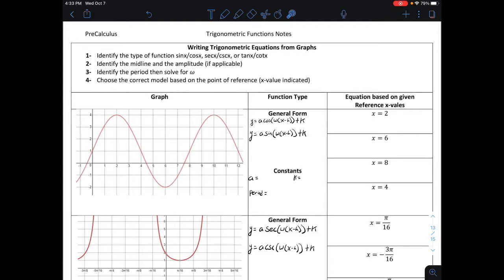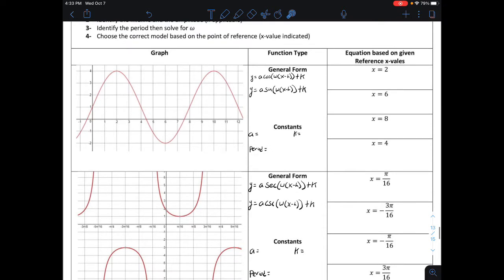And based on the characteristics of our six trig functions, they will either look like a sine or a cosine wave, a secant or cosecant wave, or a tangent or cotangent wave. So we have to narrow down between those three sets of pairs. And then once we identify what kind of pair of functions it could be, we start finding our key features and then start constructing an equation based on a reference point.